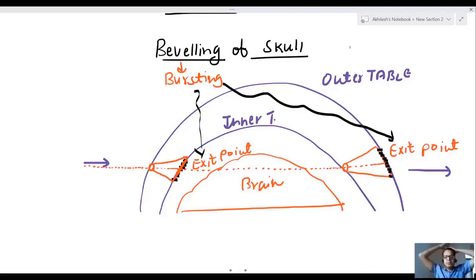My first question: SBT decides the range of all guns, because SBT is present in all entry wounds: singeing, blackening. Now, sir, see, first question.